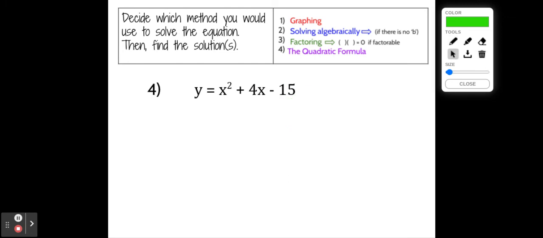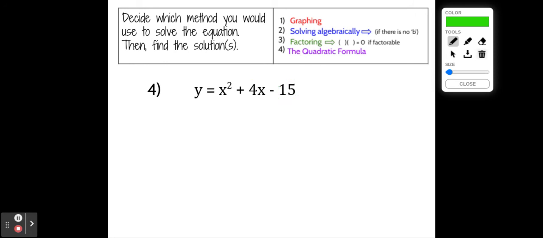Okay, last one, number 4. So on here, x squared plus 4x minus 15, leading coefficient of 1. We have an a, b, and a c value. I wonder if you're thinking factoring. But let's just check here, because if we look at factors of 15, it's 1 times 15 and 3 times 5. Are either of those going to add together to get you a 4? No. So this isn't factorable.